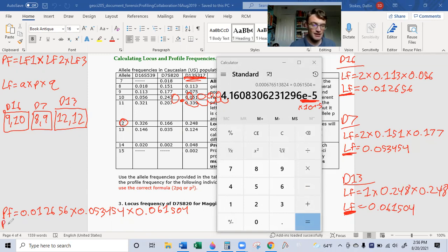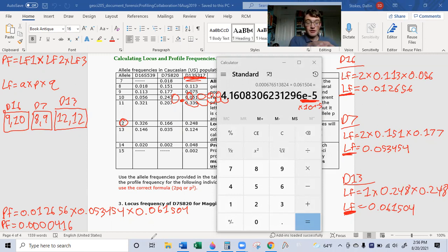So profile frequency is equal to 0.0000416, etc. I'll just round it to 416. Notice that's a really small number. The odds of matching the DNA at all 3 spots are really, really small. So if my bad guy does match the DNA at all 3 spots, it's most likely him, because the odds of finding somebody else in the world are really, really small. So that's why we do profile frequencies.